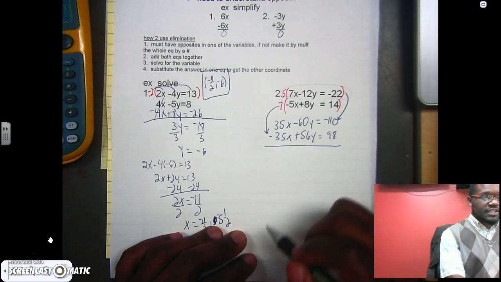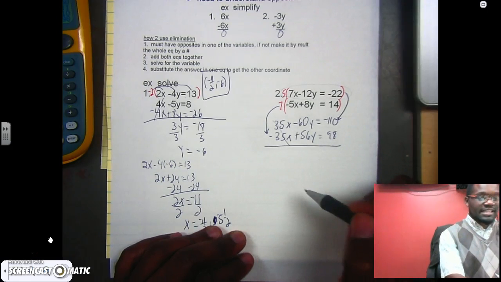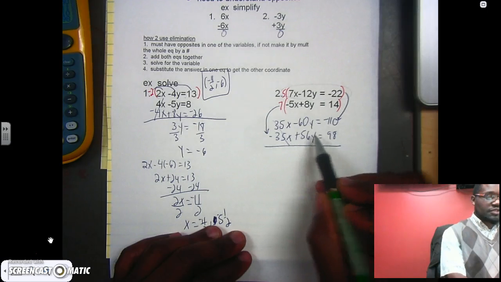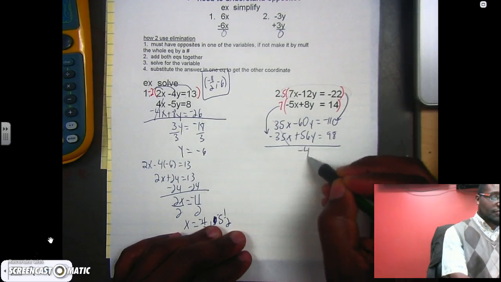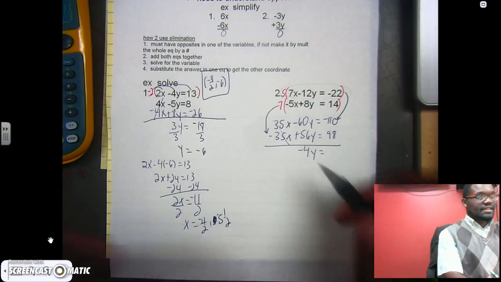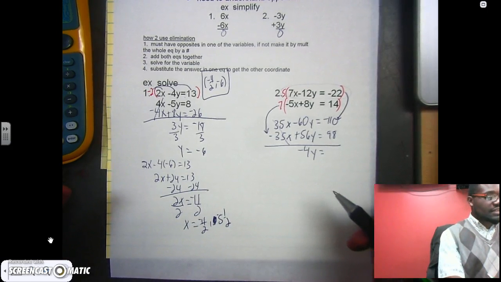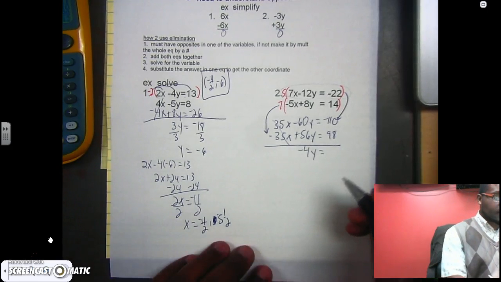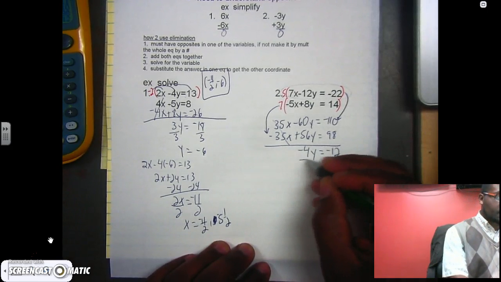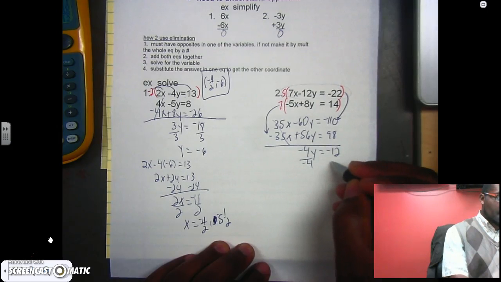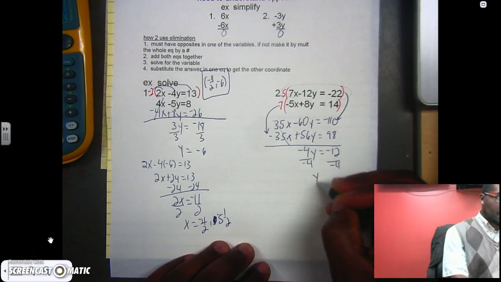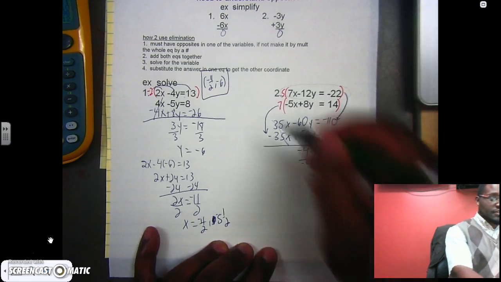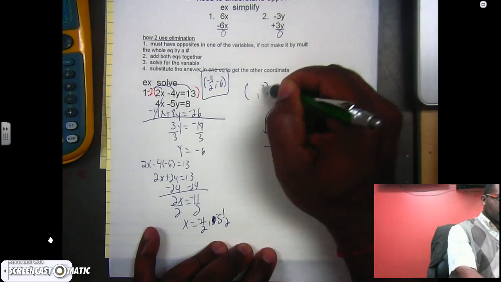Now, when you put everything together, again, those are eliminated. That's the idea of elimination method. You got negative 60y plus 56y. That's negative 4y, and negative 110 plus 98 equals negative 12. You divide by negative 4 and you get 3. Remember, your answer is a point. So that means the y coordinate is 3.